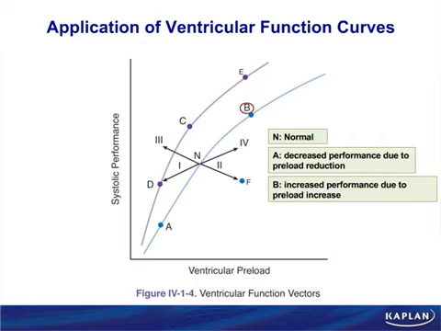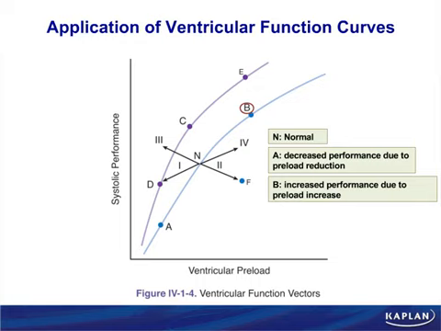So this is going to be the big key when we analyze these graphs for USMLE Step 1. We just ask ourselves two questions. Number one, what happened to preload? Number two, what happened to performance? If preload and performance go in the same direction, then there's a Frank-Starling involved. I'll stop, let you think about that, then I'll repeat.